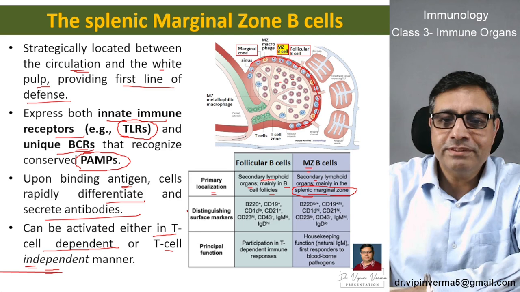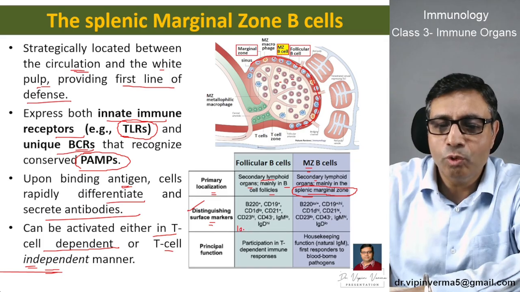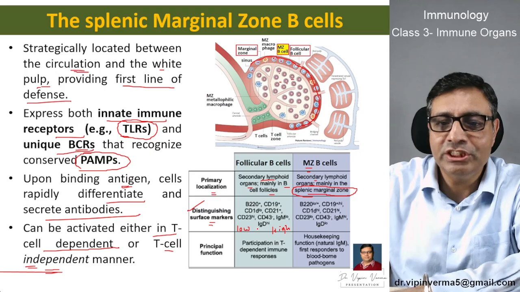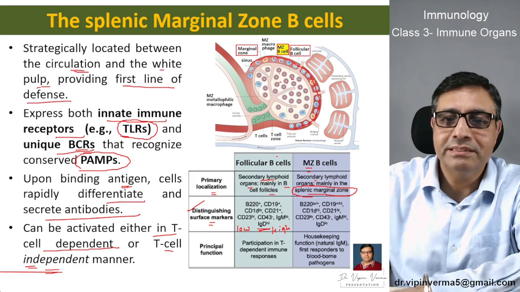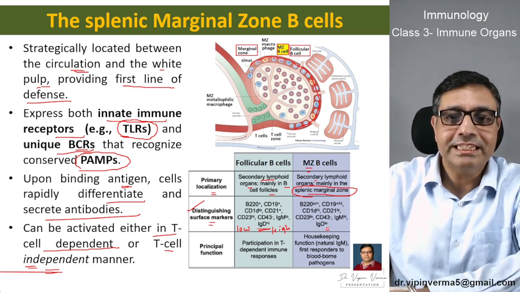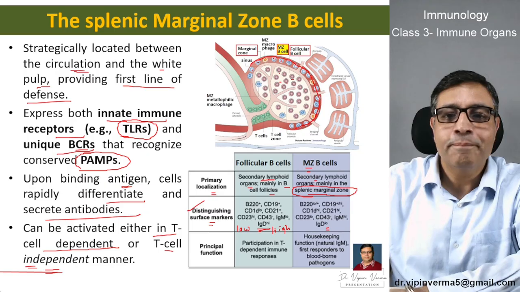Then they have some distinguishing surface markers. Surface markers are almost the same, but you can see low and high here. Low means low, and high means more expression. One thing I want to highlight here is IgD. IgD expression is high in follicular B cells, while in marginal zone B cells the expression is low. Although the expression is there, it is low in MZ B cells and high in follicular B cells.